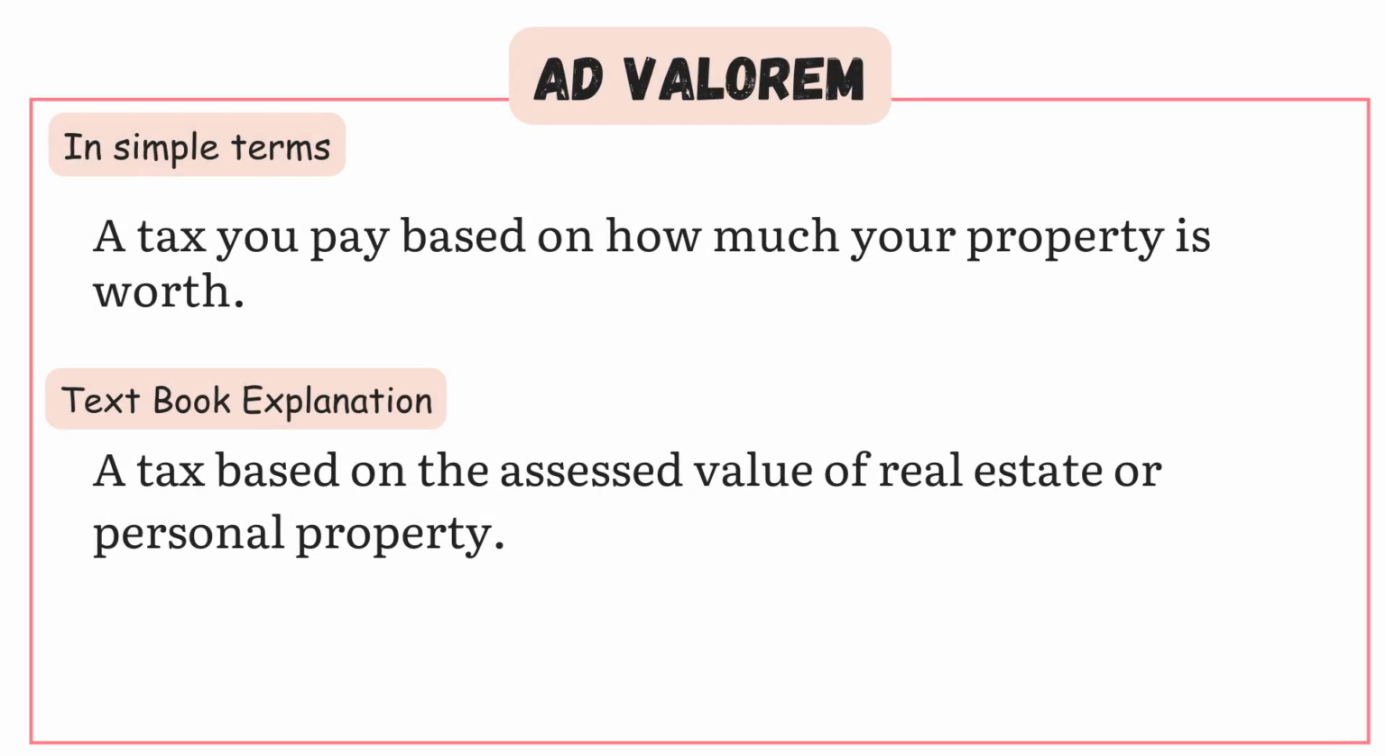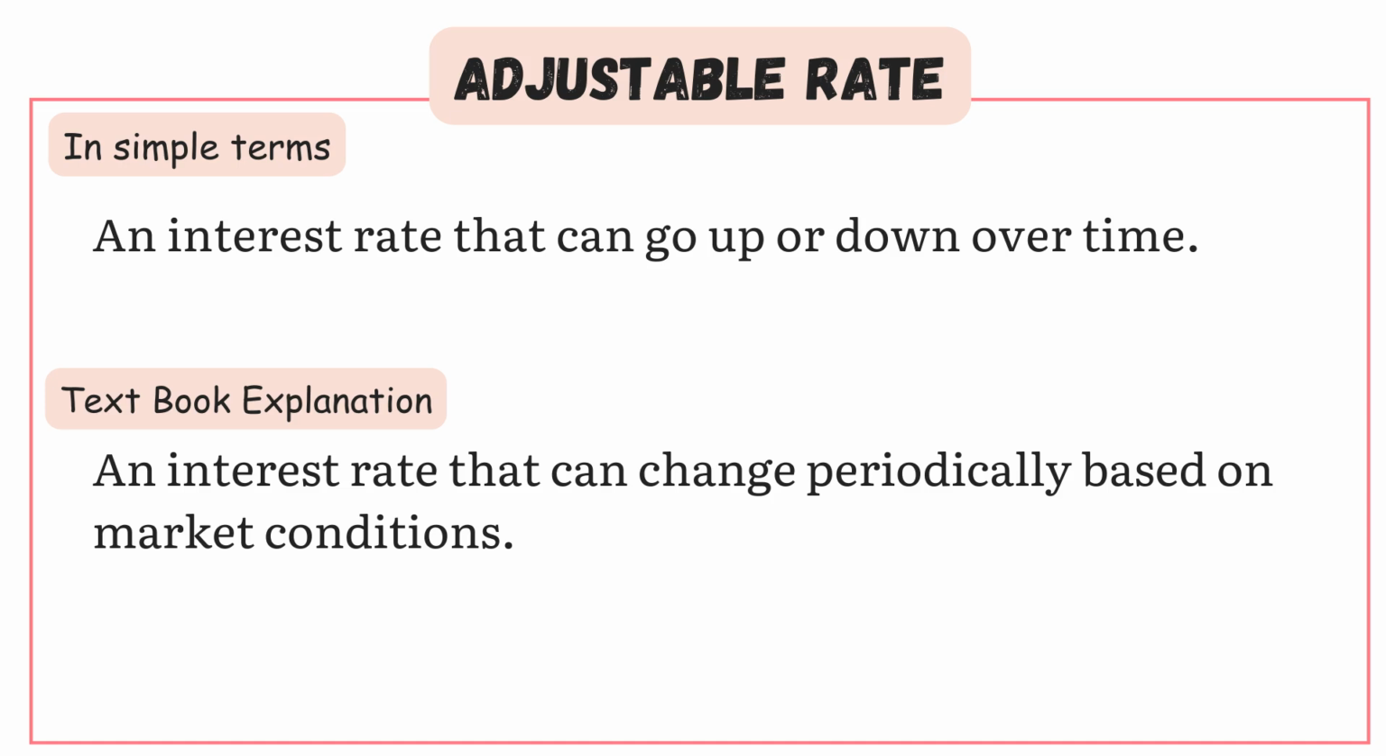Ad valorem. In simple terms, it is a tax you pay based on how much your property is worth. As per textbook definition, ad valorem is a tax based on the assessed value of real estate or personal property. Adjustable rate. In simple terms, it is an interest rate that can go up or down over time. As per textbook definition, adjustable rate is an interest rate that can change periodically based on market conditions.